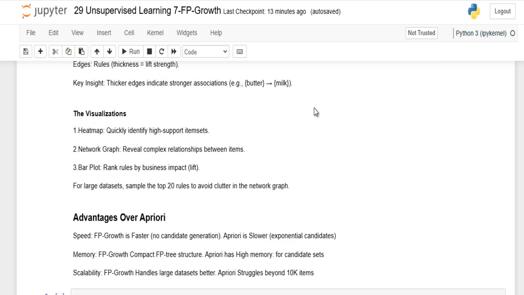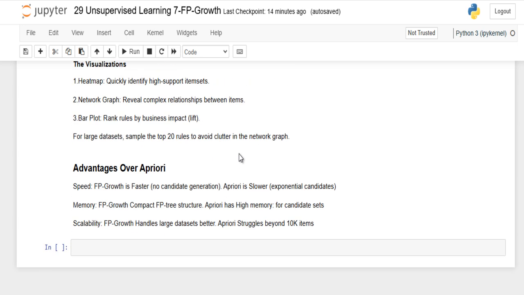So for visualization, the heat map quickly identifies high support items, while the network graph reveals complex relationships between item sets. The bar plot ranks rules by business impact using lift. For large data sets, we must sample the top 20 rules to avoid clutter in the network graph. Of course, you will not be able to see everything, so you need to sample 20 rules.